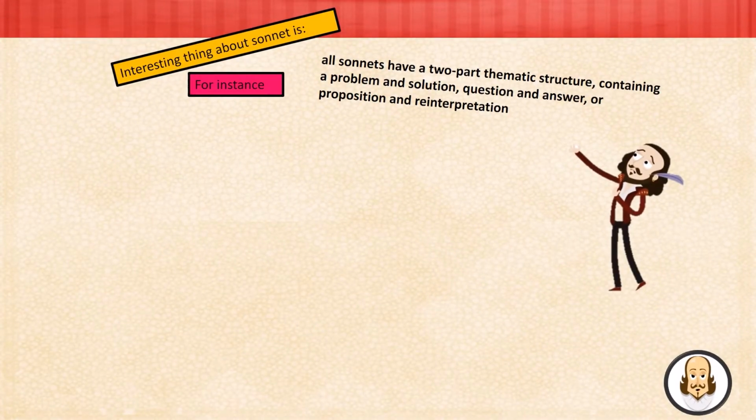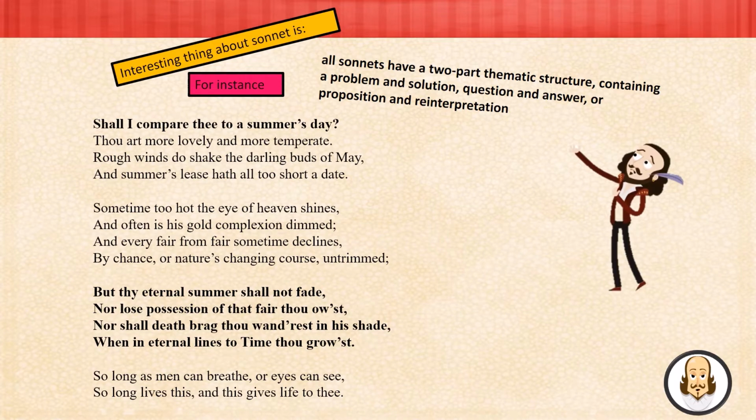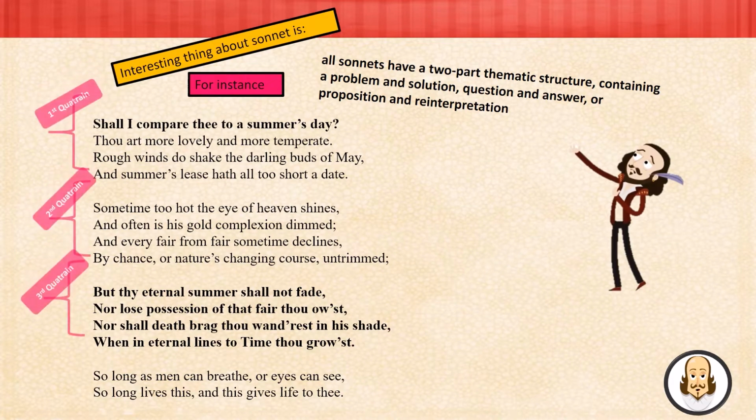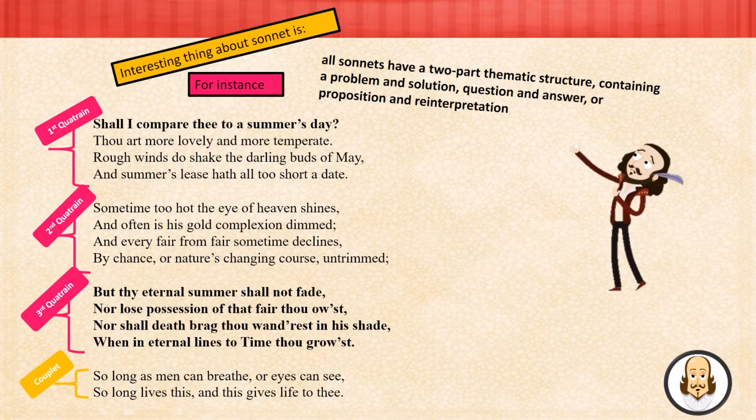Talking about the structure of the sonnet, according to Shakespeare it is designed as 3 quatrains ending in a 2-rhymed couplet. All sonnets have a 2-part thematic structure, containing a problem and a solution, question and answer, proposition and reinterpretation.